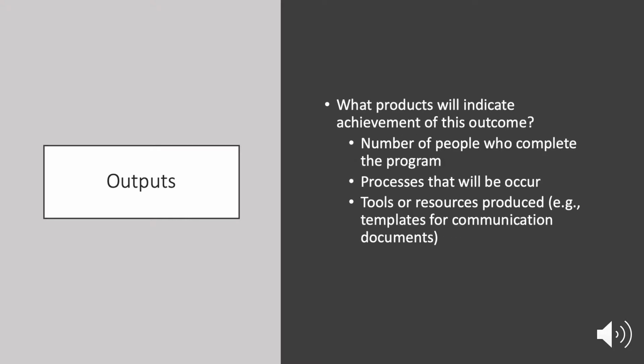The outputs are sort of like the products of your program. So this could include the number of people who complete it. It could include processes that have been completed. It could be products like a tool or a resource like a document template that is created as a result of the program. So again, it's going to vary quite a lot depending on what you're doing and what the outcome is, but those are some things. They're usually tangible, something you can count, say yes or no, it happened, and maybe they produce something new.